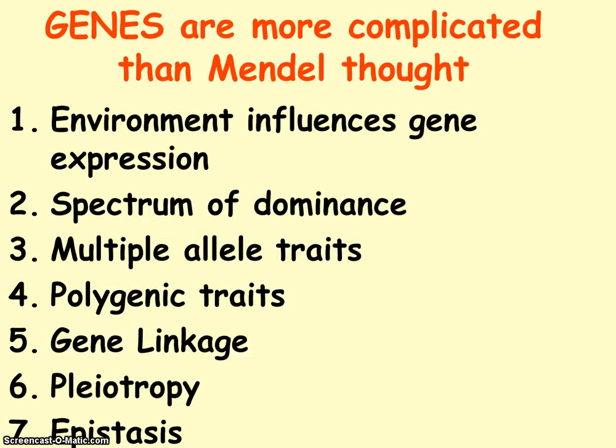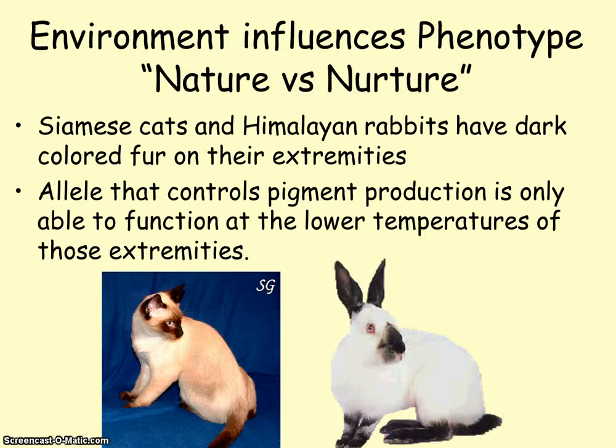So these are the different things Mendel came out with in the 1800s. We've now found different parts, so we're going to be talking about each one of these. First thing, environment influences phenotype. Craziness. How does this do this?